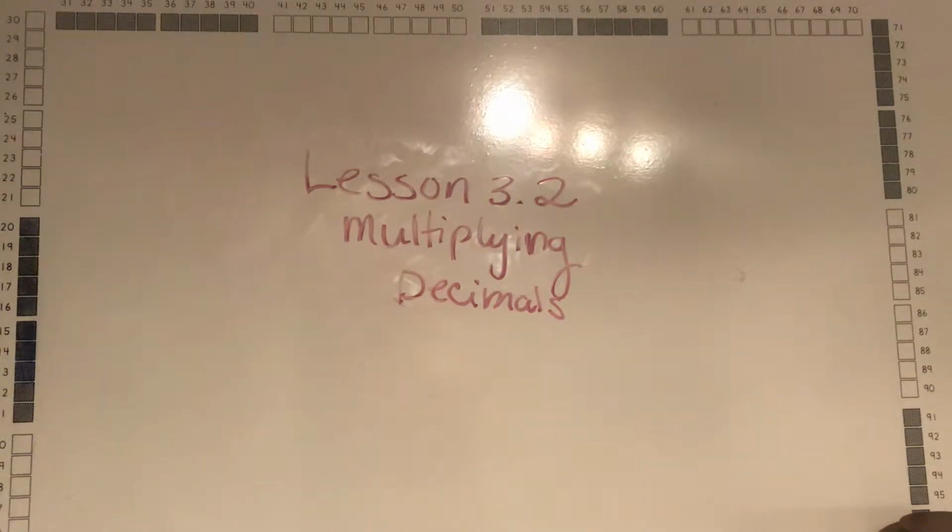Okay, today's lesson is lesson 3.2, which is multiplying decimals. Yesterday's lesson was 3.1, which was adding and subtracting decimals. And in those problems, we would align our decimal in order to find the answer. Today's work is a little bit different.